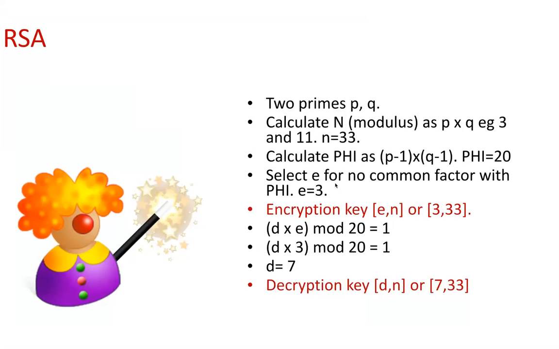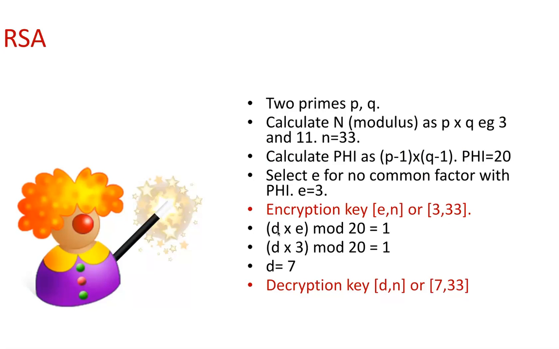And then we select a value of E, which does not share a factor with phi. So the factors of phi are 2, 4, 5, and so on. So we could pick 3 or 7. So let's pick 3. Our public key becomes 3, 33. So that's the N value and E value.